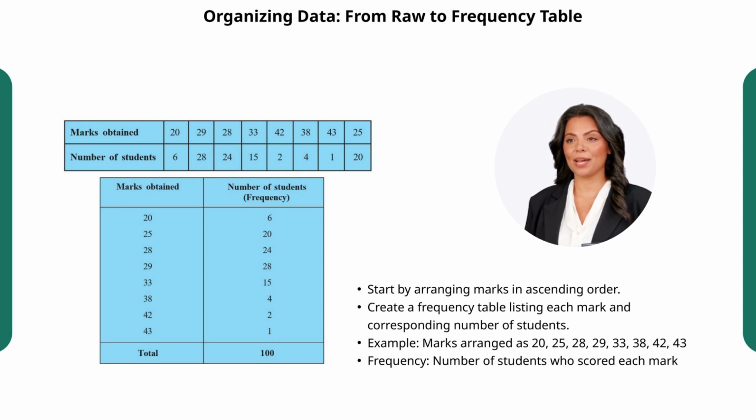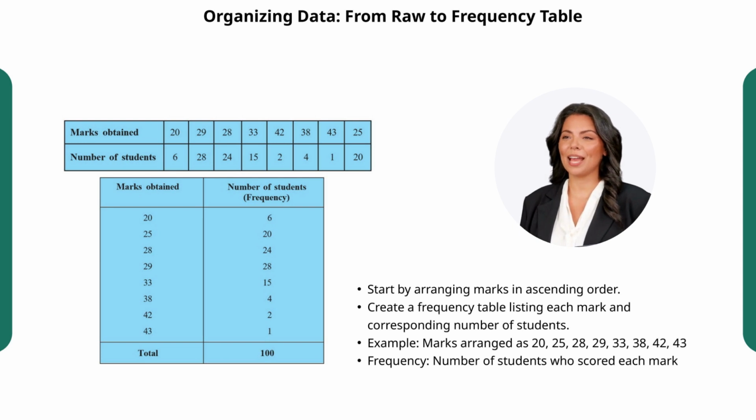Suppose you have data about marks scored by students, but the marks are jumbled up. The first step to any statistical analysis is to arrange these marks in ascending order. Imagine sorting your exam scores from lowest to highest. On the screen, you can see a neatly arranged frequency table where the marks start from 20 and go up to 43 in ascending order. Next to each mark is the frequency. That's the number of students who scored that particular mark. For example, 6 students scored 20.